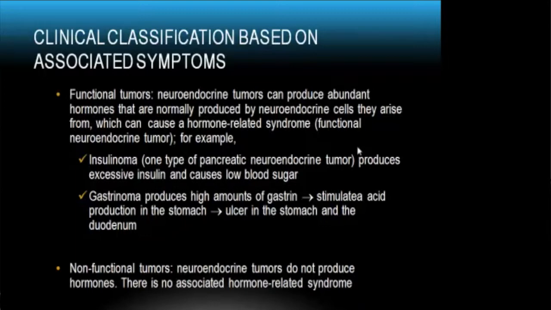For example, insulinoma is one type of pancreatic neuroendocrine tumor, produces excess amounts of insulin, and excess amount of insulin can cause low blood sugar. Gastrinoma can produce high amounts of gastrin. Gastrin can stimulate the acid production in the stomach. So therefore, it eventually may cause ulcer in the stomach and in the duodenum. So non-functional tumors do not produce hormones or do produce insufficient hormones. So there is no associated hormone-related syndrome.